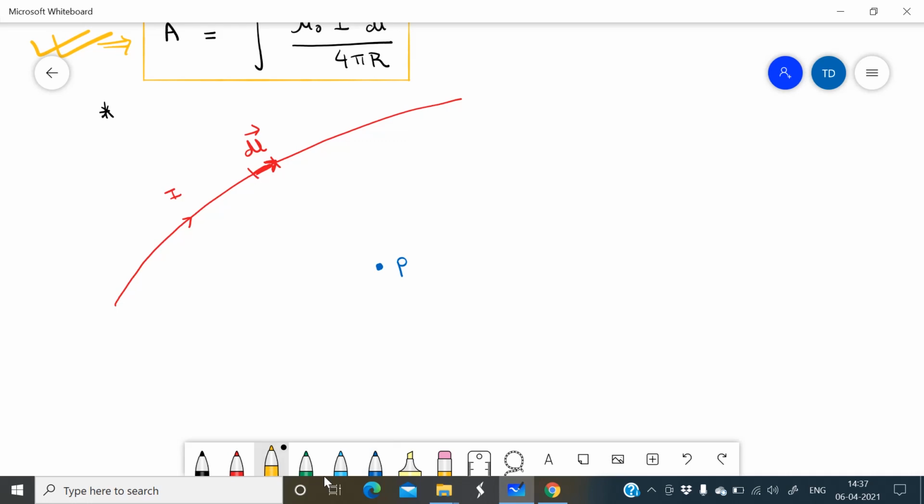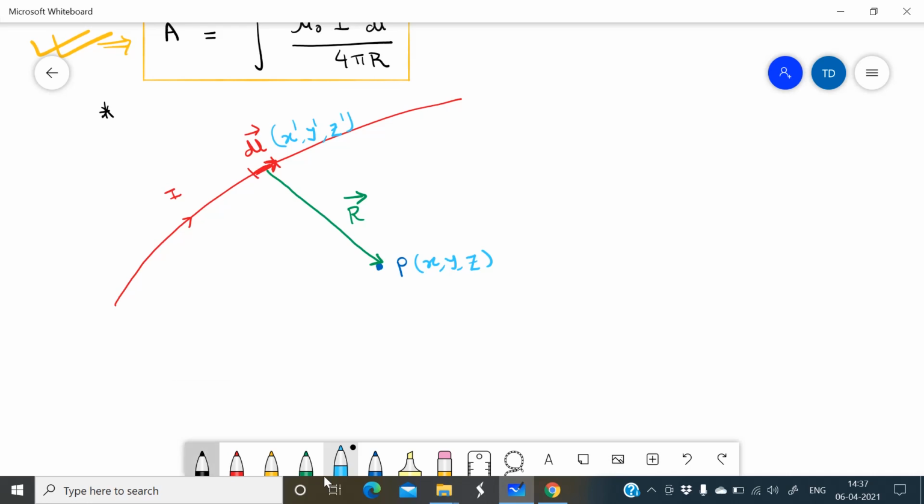Now we want to find the magnetic field intensity at this point P. I will join this filament element with the point, and this vector is known as the R vector. Suppose the coordinates of point P in Cartesian coordinates are x, y, z, and the coordinates of dl, also a point, are x dash, y dash and z dash.